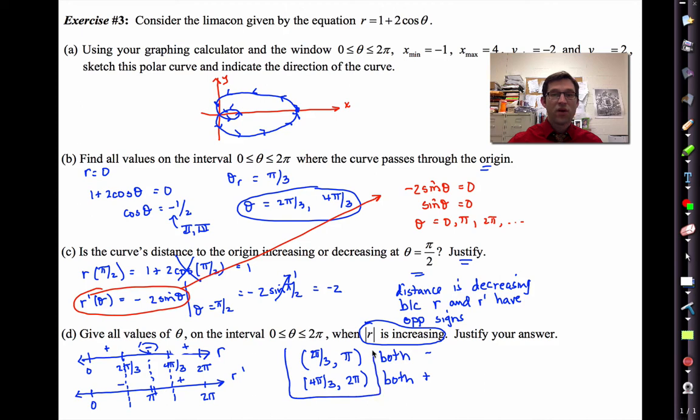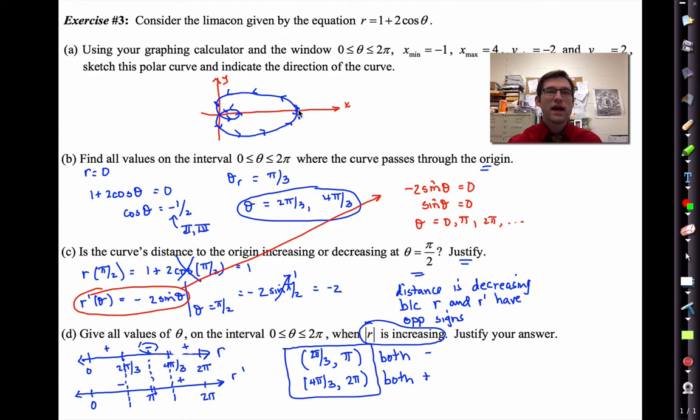So that is all the angles. That interval contains all the angles where r and r prime have the same sign. All right? Kind of a nice analysis. And might I say, before I clear out the text, that if you go back to the curve, you can kind of get a sense for it.